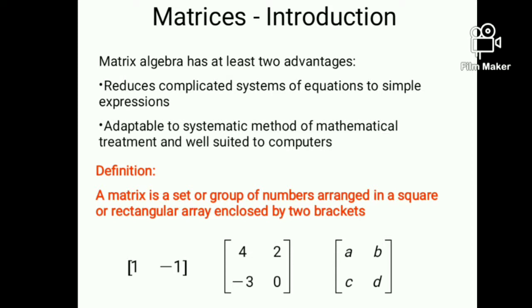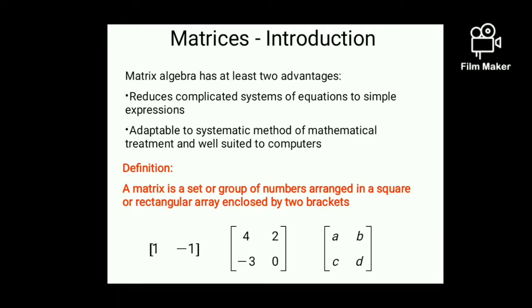As you can see in the example, we have three examples given. 1 and minus 1, we just put in two parentheses. The other example is 4, 2, minus 3, 0, put in brackets. A, B, C, D, put in brackets. So this is an example of a matrix, an array of numbers arranged in rows and columns.